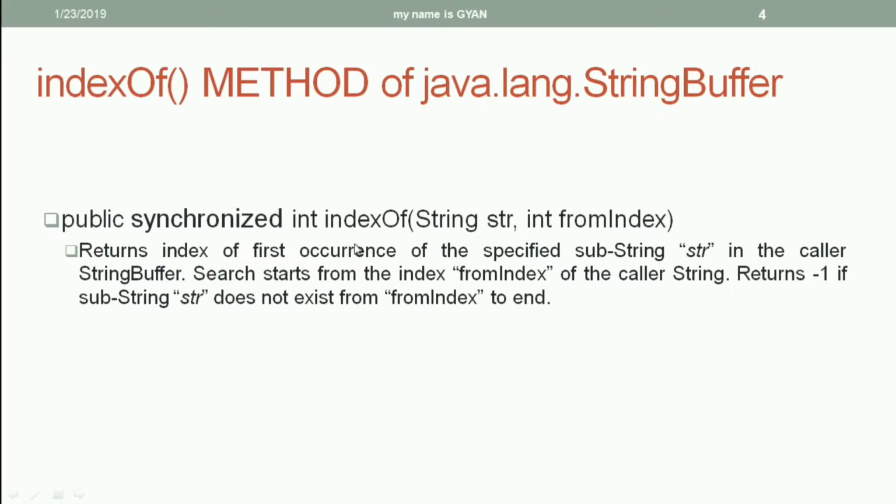This is another format of the indexOf method. In this case, we need to take two arguments. One is the string reference and the other one is the integer variable. In this case, the indexOf method returns the index of the first occurrence of the specified substring str in the caller string buffer. The search for the substring str starts from the index fromIndex of the caller string. The method returns -1 if the substring str does not exist from the index fromIndex of the caller string buffer. Let's use this method in Java code and understand it more clearly.